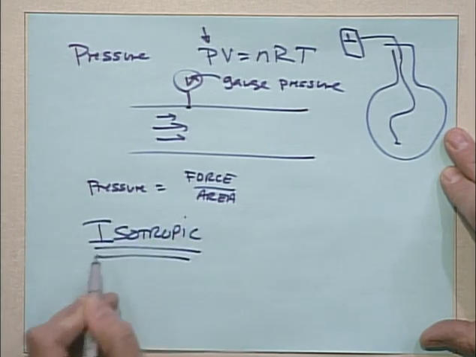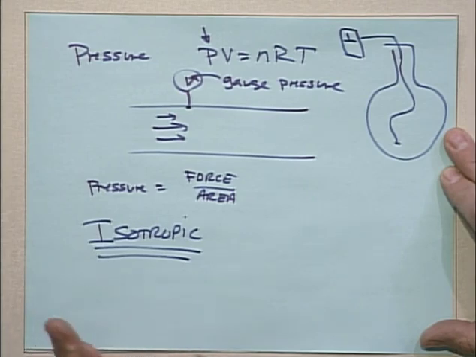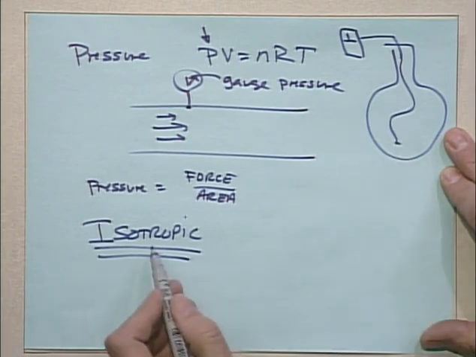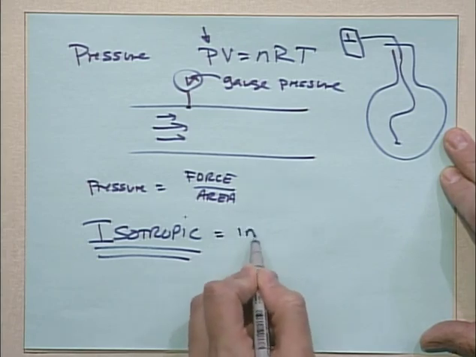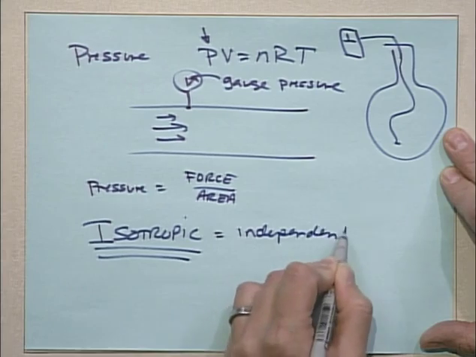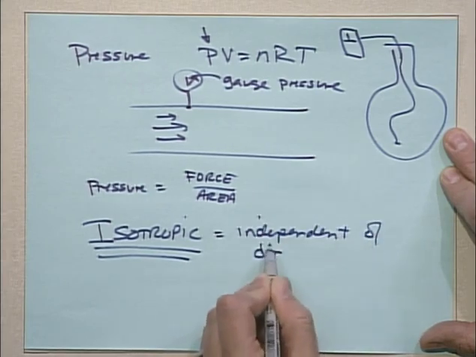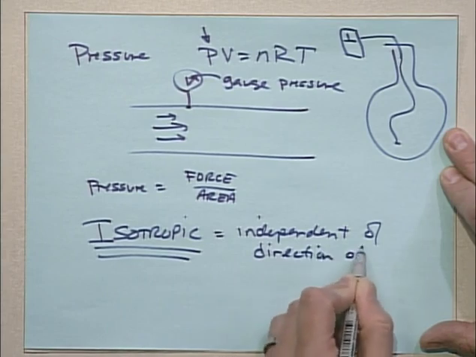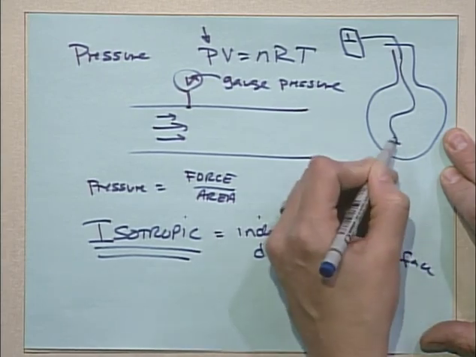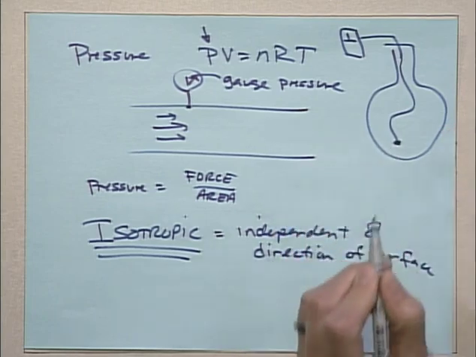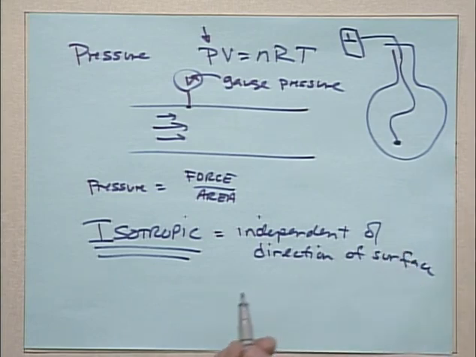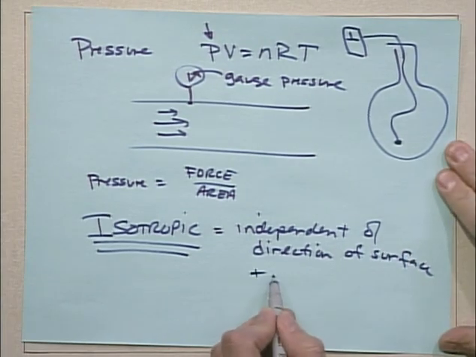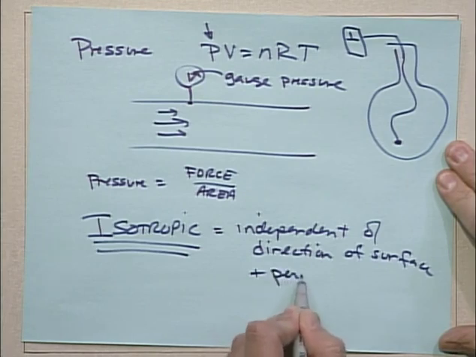The type of pressure you've been dealing with up to now has always been just the kind of stresses in fluids that are isotropic, which means independent of direction and perpendicular. So independent of direction of surface means that the end of this probe, it doesn't matter which way it's pointing. It can be pointing left, right, up, or down. It's going to measure the same pressure. And it's orthogonal. It's perpendicular.